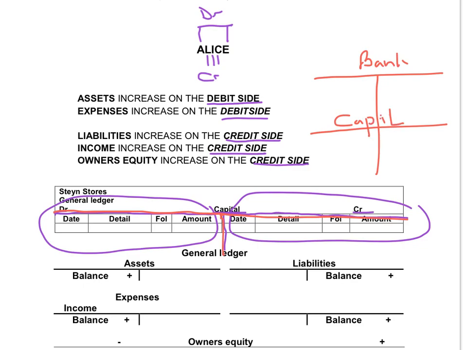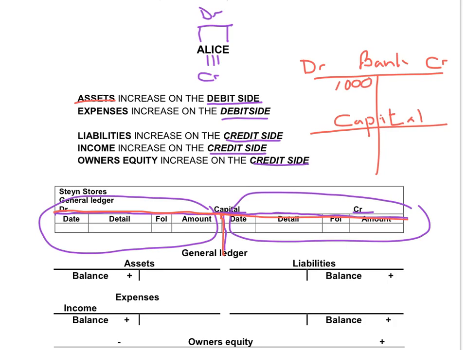So I will write the name of the account at the top of the T. The debit side is on the left-hand side. The credit side is on the right-hand side. If we receive money, we will put the money in the bank. Bank is an asset, so you will debit the asset account with 1,000 rand.